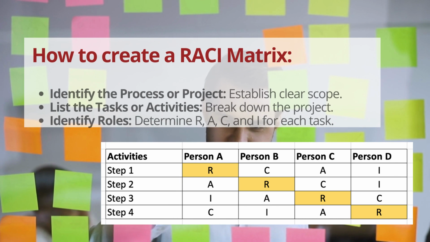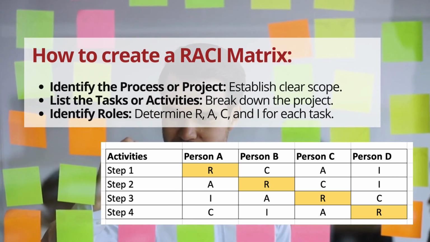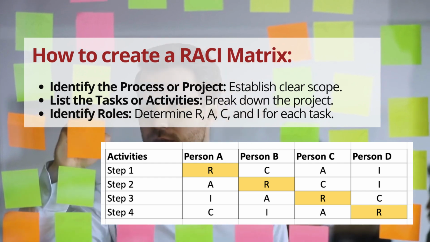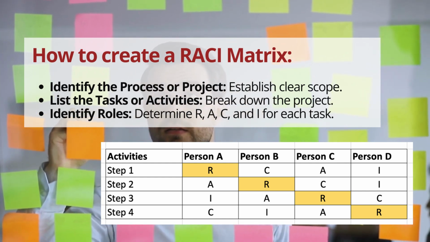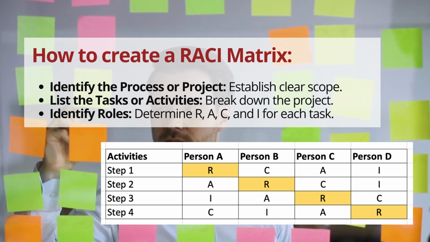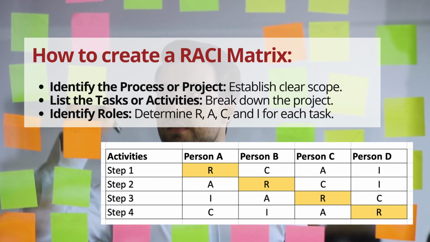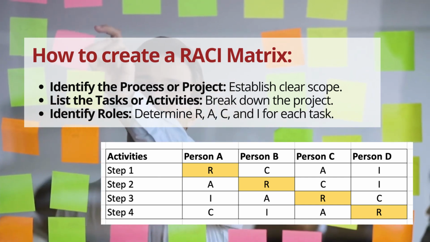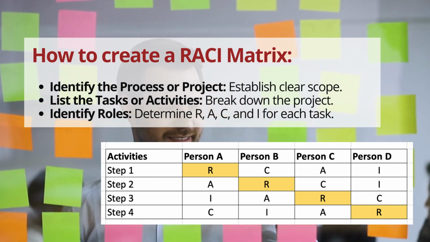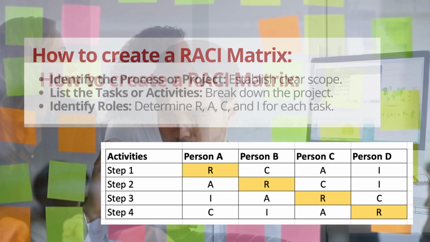Step 3. Identify roles. For each task or activity, identify the roles. Who is R, responsible? Who is responsible for performing the task? Who is A, accountable? Who is accountable for the task's overall success or failure? Who is C, consulted? Who needs to be consulted before decisions are made or actions are taken? Who is I, informed? Who needs to be informed about the task's progress or outcome?